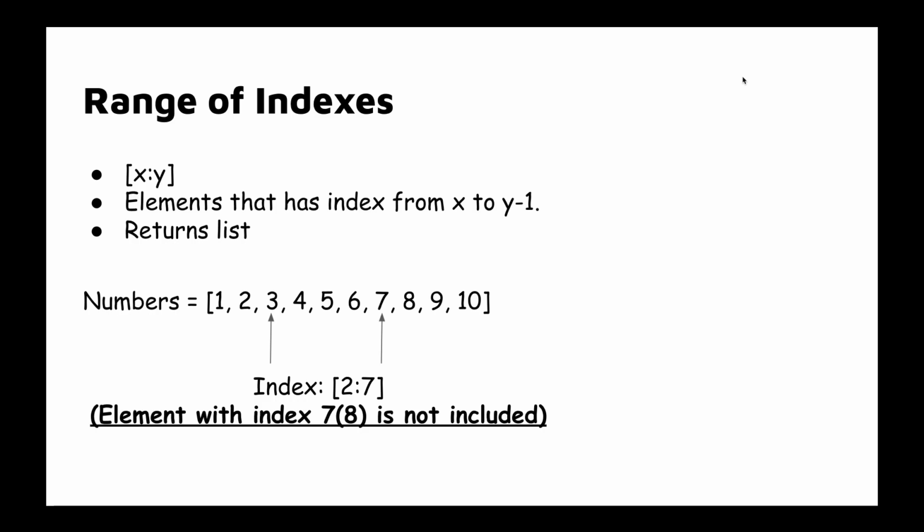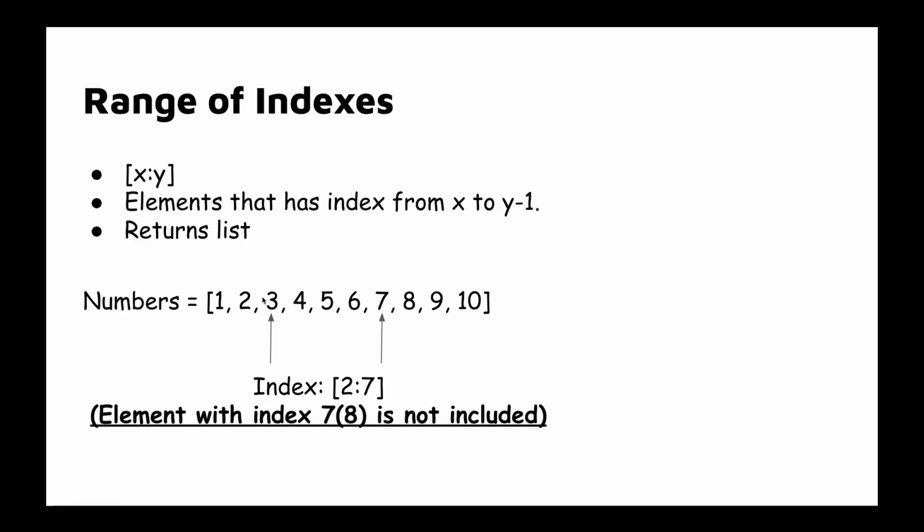And the next one is range of indexes. The format is square bracket, starting point, colon, and ending point. We can access all the elements with indexes from x to y minus 1, which means that we do not include the element with the index y. And this one, unlike the previous methods like negative index or regular index, returns a list.